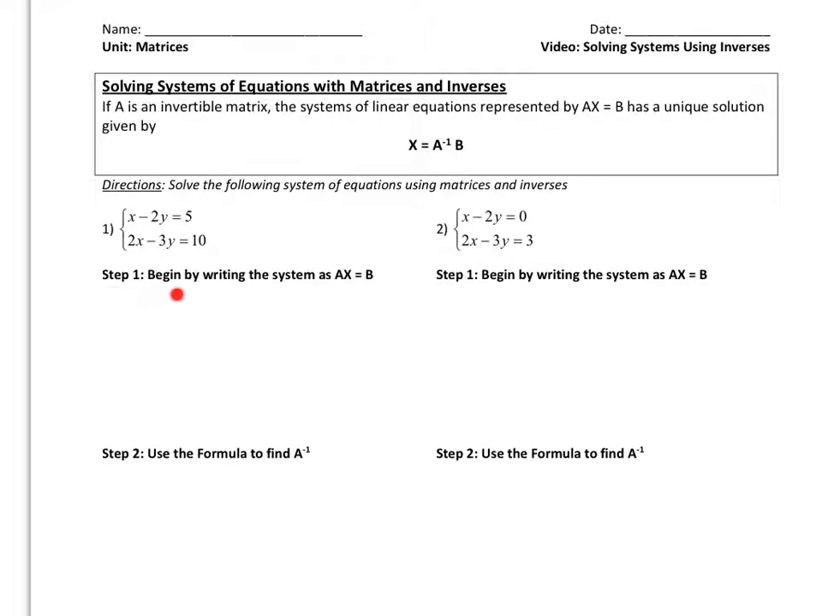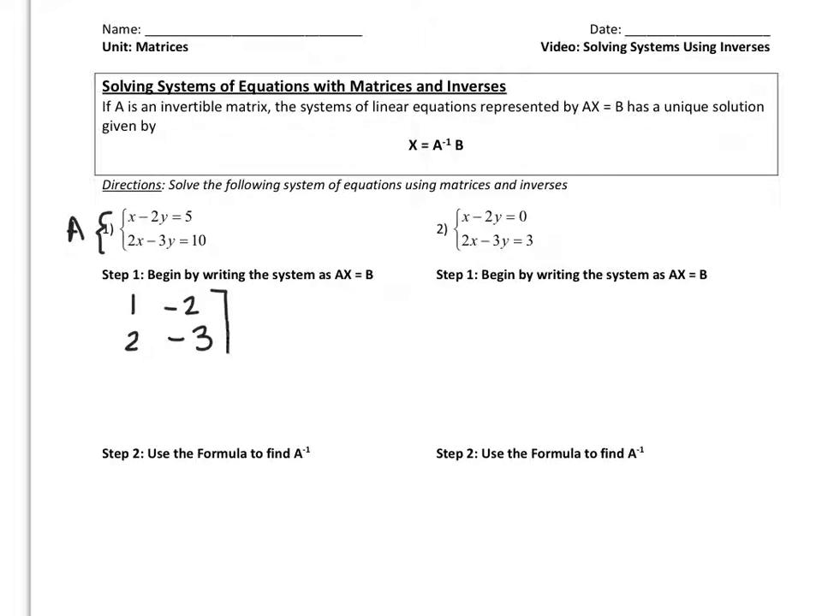So the first step would be begin by writing the system as A times x equals b. So we're going to assume that this is matrix A. And we're going to write just the coefficients of matrix A. So we have 1, 2, -2, -3. We're writing just the coefficients.